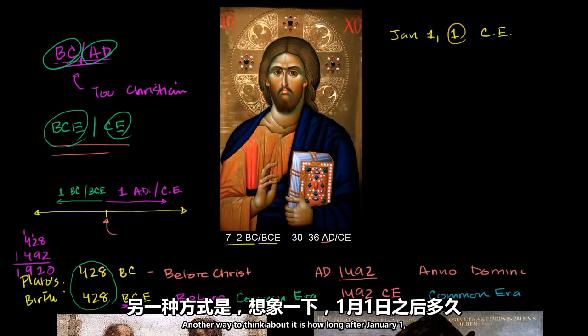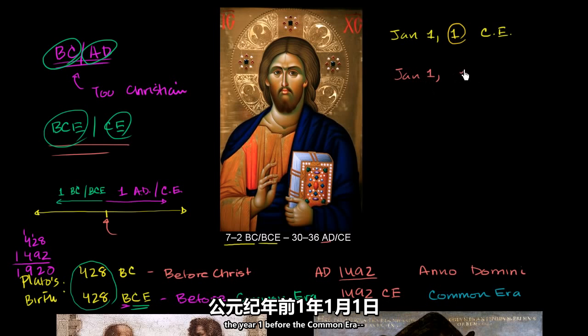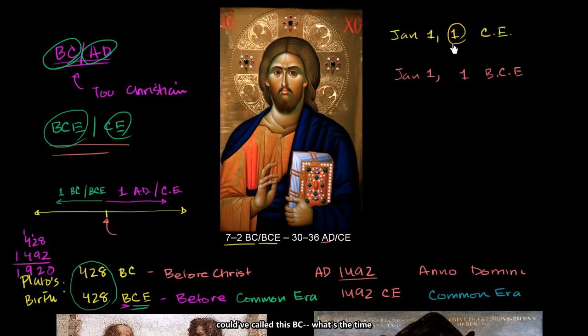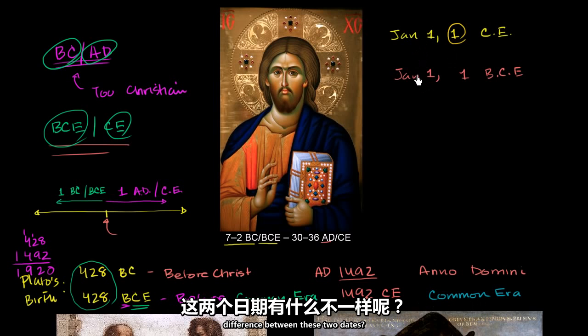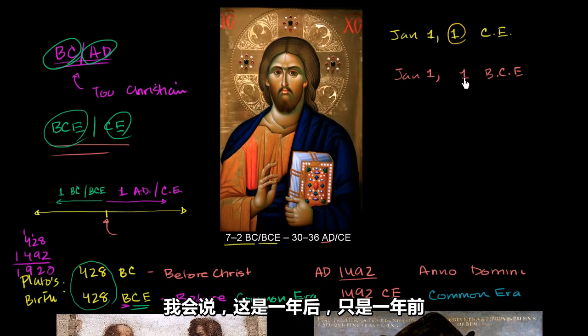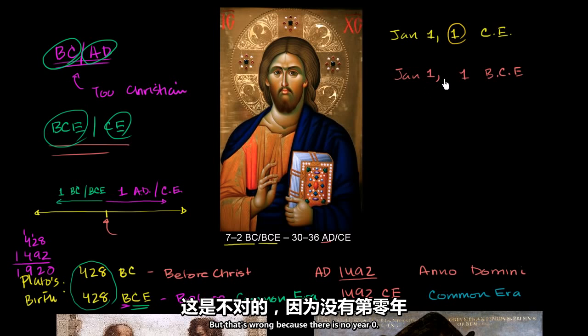Another way to think about it is, how long after January 1 of the year 1 before the Common Era, and I could have called this AD and this BC, what's the time difference between these two dates? The way I calculated before, I said, oh, this is 1 year after that theoretical birth. That's wrong. This is during that theoretical birth. If I did it the way I did in the last video, I would have said that's 1 year after, 1 year before, you add them together and you would get 2. But that's wrong, because there is no year zero.